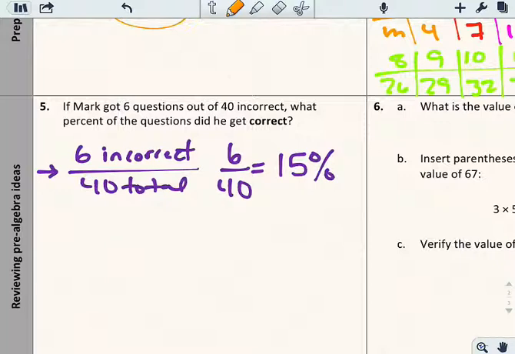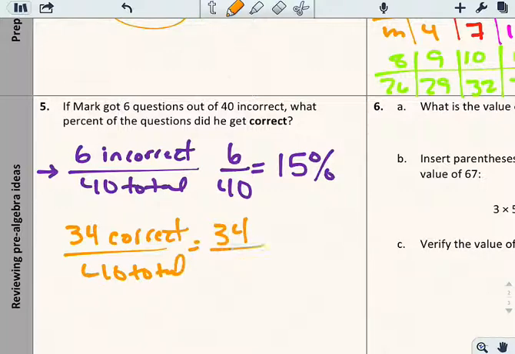So we could do this a couple different ways. We can acknowledge that if he got 6 incorrect, he had 34 correct out of 40 total, and then calculate that as just 34 out of 40. The other thing we can do is say, well, look, if he got 15% incorrect, the rest up to 100% should be his correct value, and that should be 85. So we can check it a couple different ways. 34 divided by 40 is 85%, but also 85 plus 15 is a total 100%. So a couple different ways you could attack that problem.